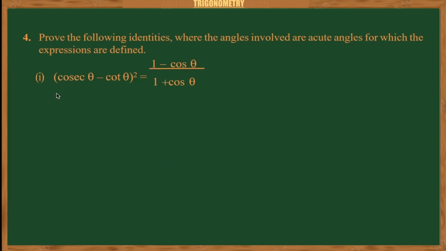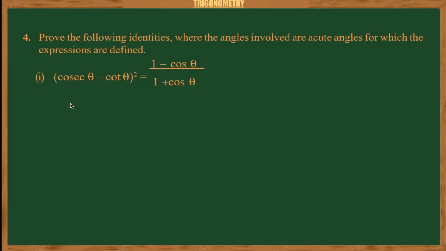Okay, students, so let's read our question. Prove the following identities where the angles involved are acute angles for which the expressions are defined. So it's acute angles, and this is the expression which has been given. As I've said, the moment you see it, can you express it in terms of one of the three formulas that we have? If not, then try converting in terms of sine and cos.